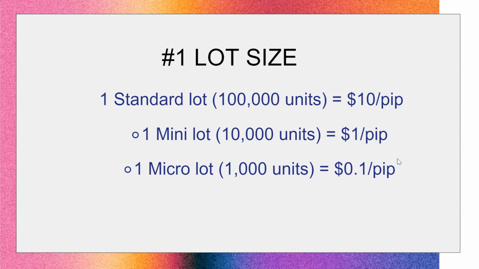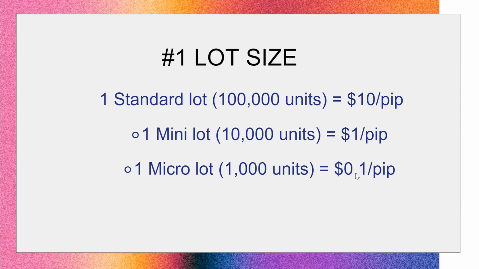I hope this is clear enough. Just take your time. Know that if you're trading with one standard lot, if the market moves by one pip, you're either making or losing $10. If you're trading with one mini lot, if the market moves one pip, depending on the direction, you're either making $1 or losing $1. The same thing applies to micro lots. If the market moves one pip, you're either making or losing $0.1.